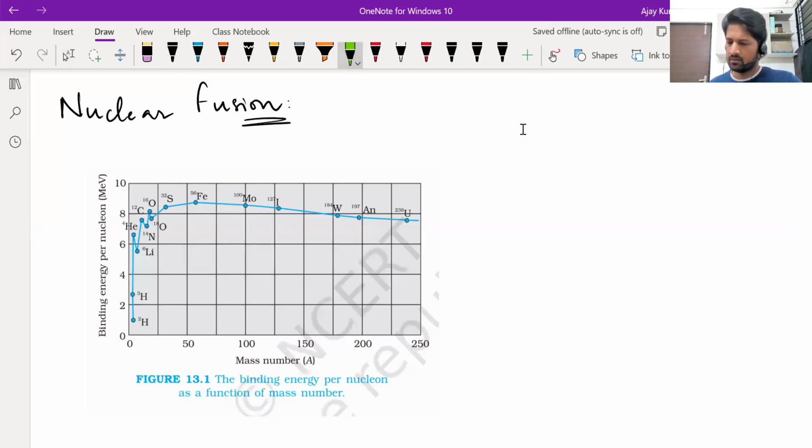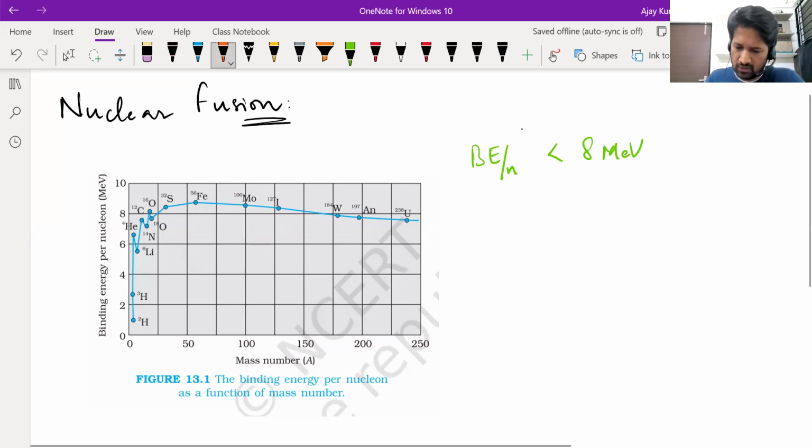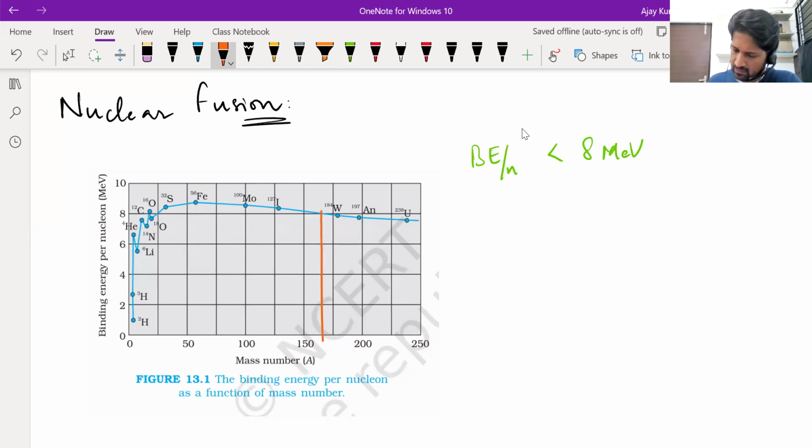Right. So we know that nuclei whose binding energy per nucleon is less than 8 mega electron volts are found to be unstable in nature. Those nuclei having mass number more than 170 all have binding energy per nucleon less than 8. They are unstable. So basically, these nuclei are too large to be stable, so they break down into smaller fragments. They undergo fission reactions. We had discussed that in the last class.